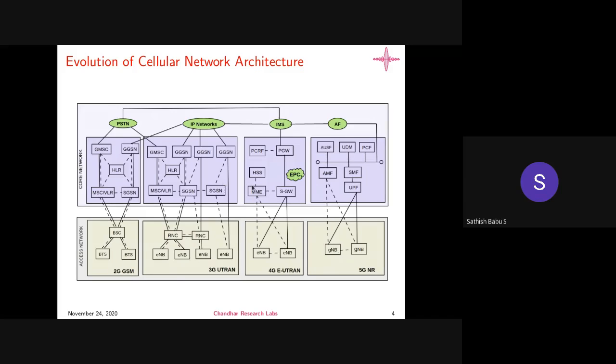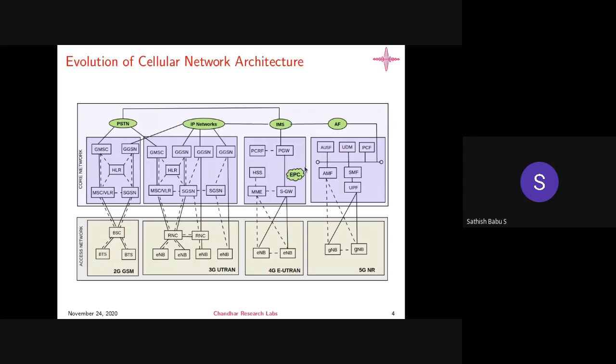And here all the MSC related services are done by the MME node, the mobility management entity, and this is connected with the HSS. The HSS is similar to the HLR in the 3G and 2G networks. In this HSS you have the equipment identity register, the authentication, everything.